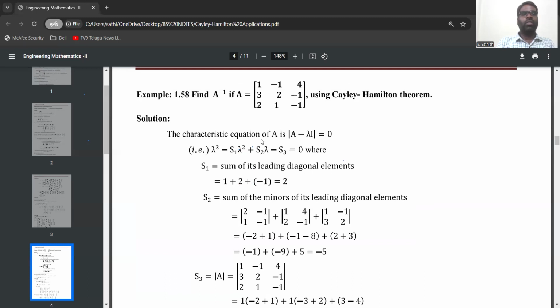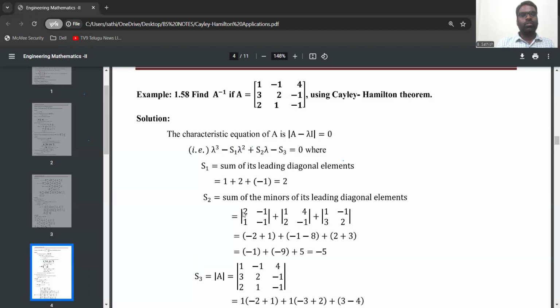Again, where S1 is the sum of all main diagonal elements or leading diagonal elements. Next to S2 is minus of all these diagonal elements, and S3 is the determinant of given matrix. So S1 is sum of diagonal elements is 1 plus 2 plus minus 1. Simply we'll get 2. And S2 is minus of these diagonal elements. So that is first two main diagonal element minor is just removing the first row and first column. We are getting the determinant of 2 minus 1, 1 minus 1.